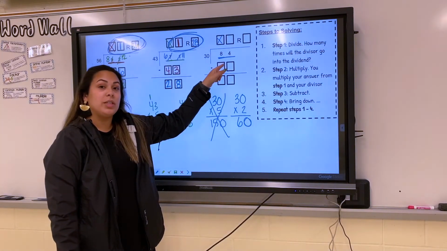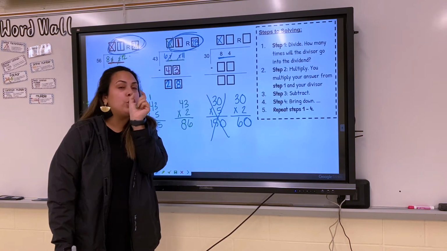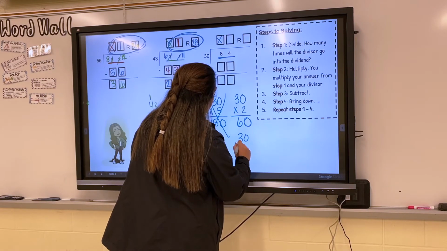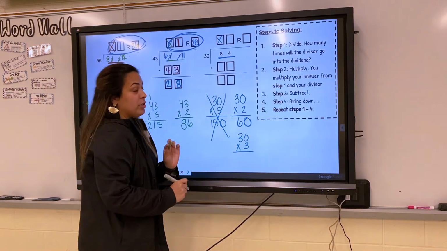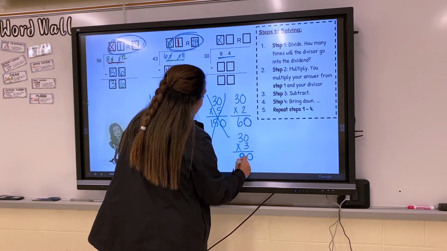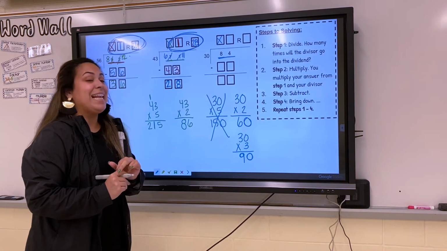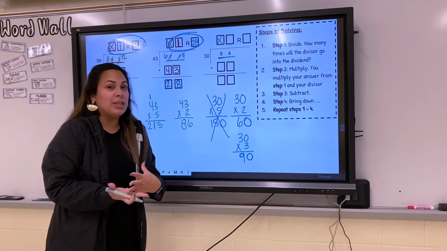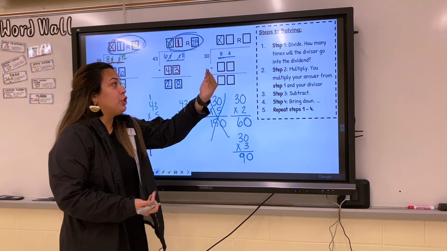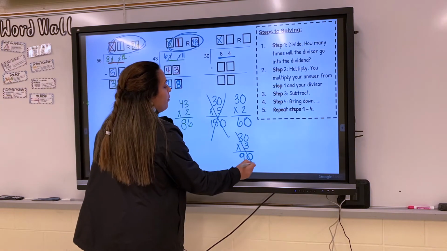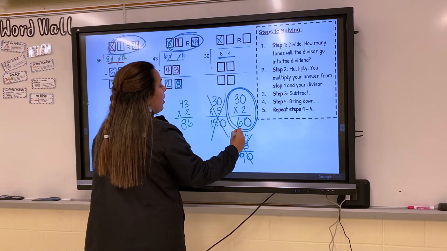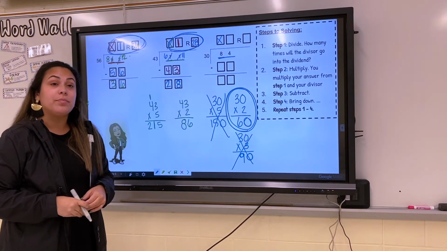I want to get super close to 84. So I'm going to try 30 times 3 and see if I get anywhere closer. 0 times 3 is 0. 3 times 3 is 9. 90 technically is closer, but it's larger. And I can't work with a number that's larger than the number in our dividend. So that won't work. So the number we're going to use is 2.